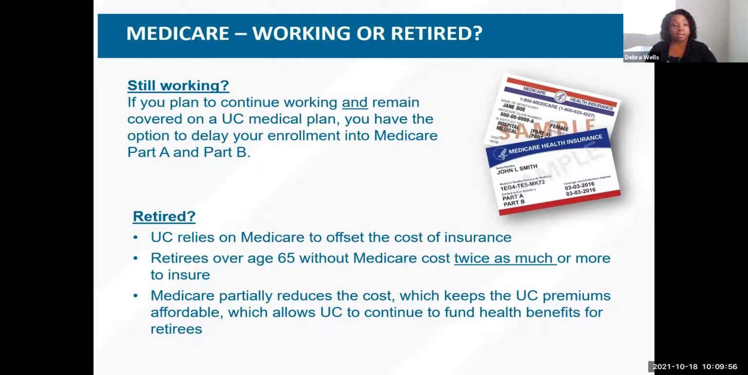But if you're retired, UC relies on Medicare to offset the cost of insurance. A retiree over the age of 65 that doesn't qualify for Medicare costs the university twice as much to insure. Medicare partially reduces the cost, which keeps UC premiums affordable, which allows UC to continue to fund health benefits for retirees.